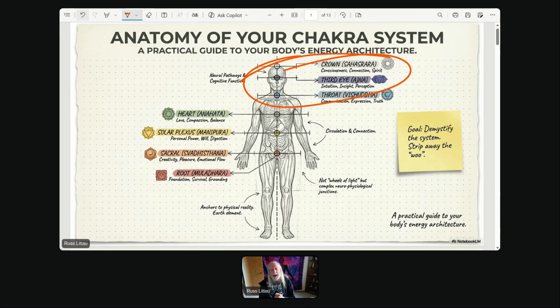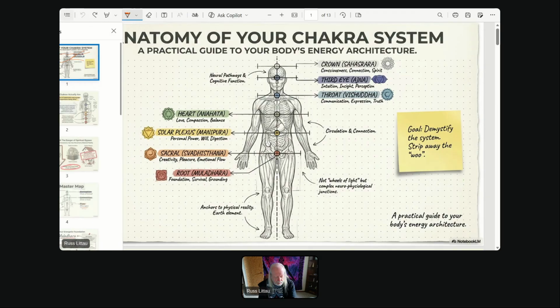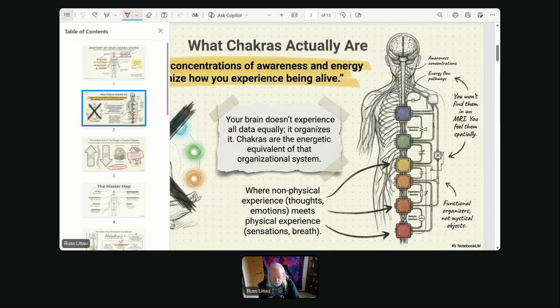There we go. So the upper chakras tend to be more, if you will, non-physical. So this is more, as it says, communication and expression in the throat chakra, intuition and insight here, and then consciousness up here. We'll go through these in detail. All right, so without further ado, let's go to the overview.